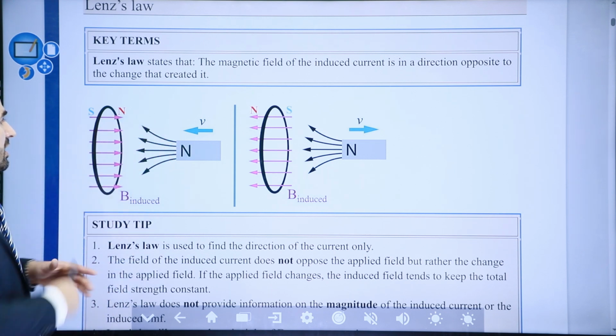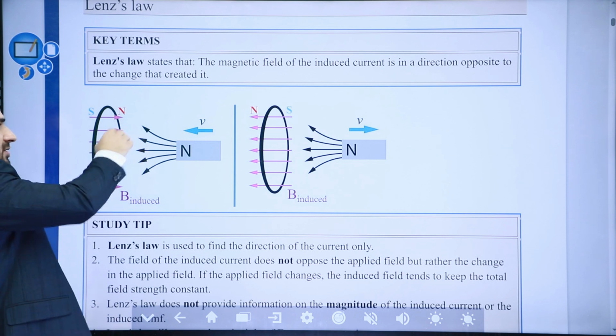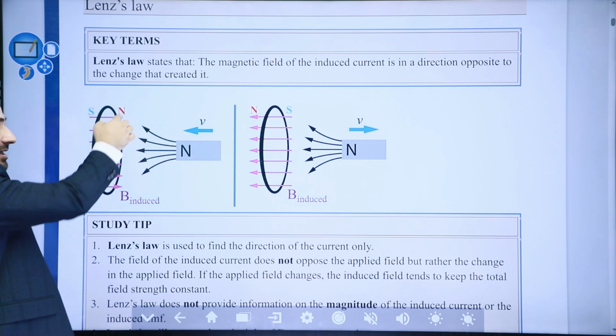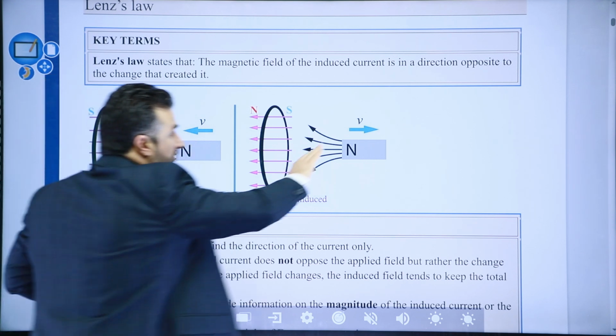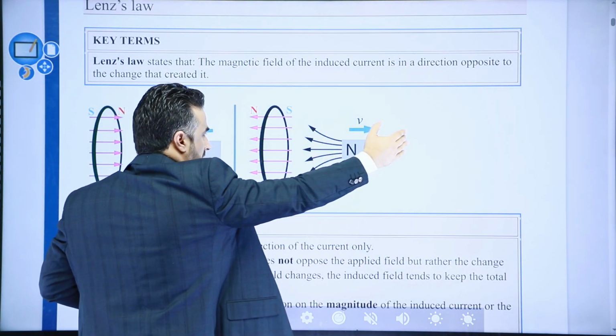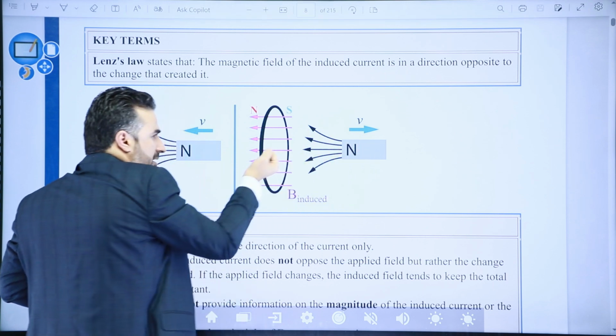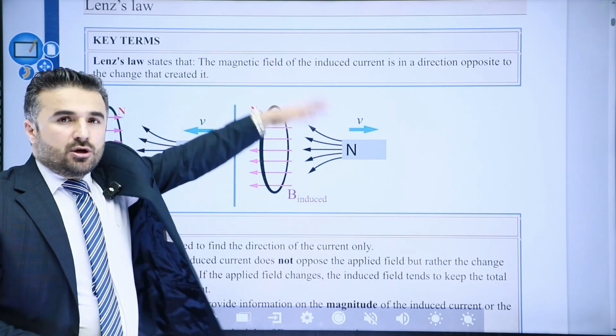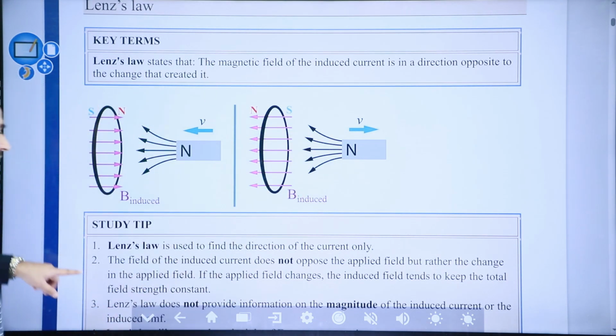So that is if north is brought in. How do we oppose north? By making this north, yeah? But once you move this one away, how do you oppose it? How do you prevent it from going further? By making it south to try to pull it so that it doesn't go away, yeah? This is basically all about Lenz's law.